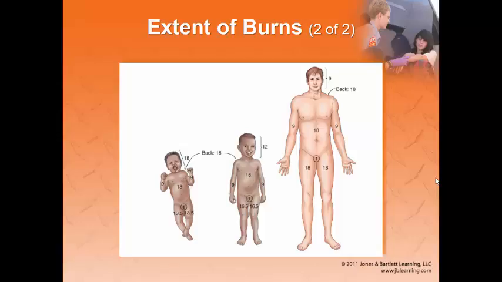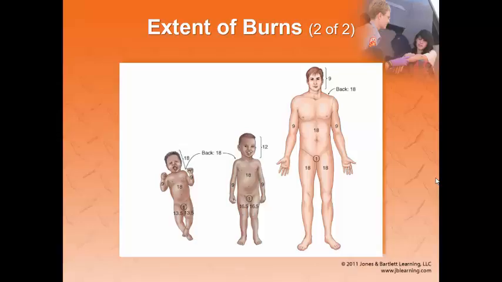Whereas if you look at the infant, the head is twice the size in proportion to the rest of the body. The infant's head accounts for 18%. And where does that percentage come from? It comes from the legs. Instead of being 18% for the entire leg, it's 13.5%. So kind of be familiar with these rules of 9s. When you add them all up, it comes to 99, and then 1% for the genitalia. Especially for the adult, be familiar with those.